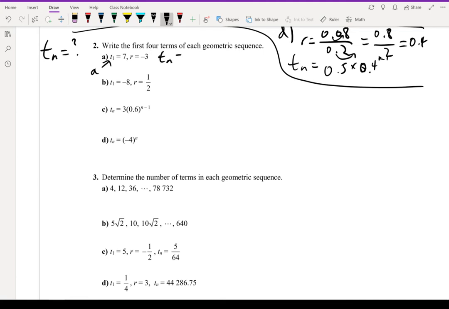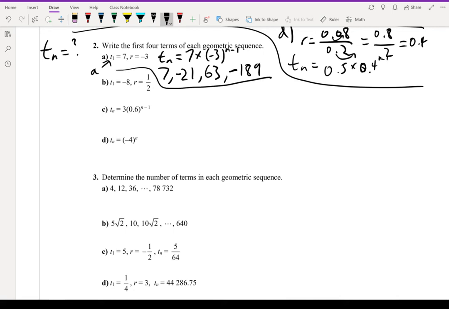This one is very simple. T of n is equal to 7 times, put it in a bracket if it's negative, negative 3 to the power n minus 1. Then next we find the first 4 terms. T of 1 is just 7, and T of 2 is you multiply that by negative 3, the common ratio. So 7 times negative 3 is negative 21, and negative 21 times negative 3 becomes positive this time, 63, and then 63 times negative 3 becomes negative 189. Hopefully I did my mental math correctly.